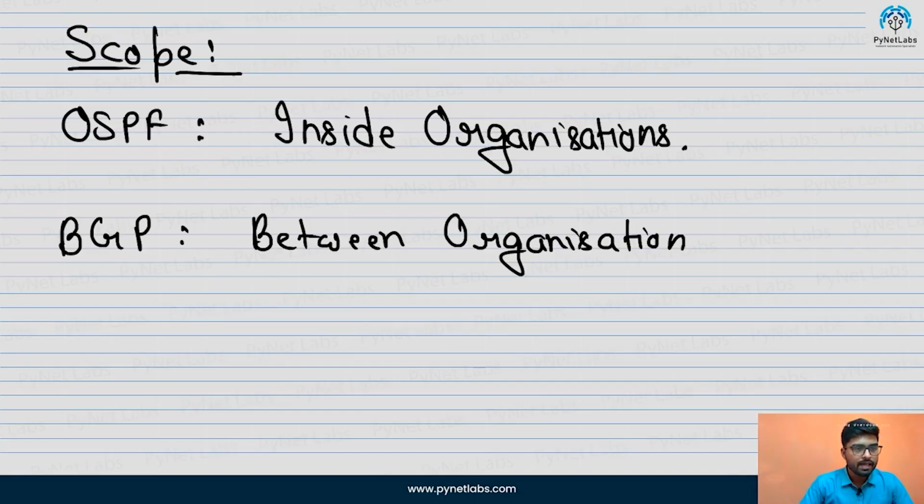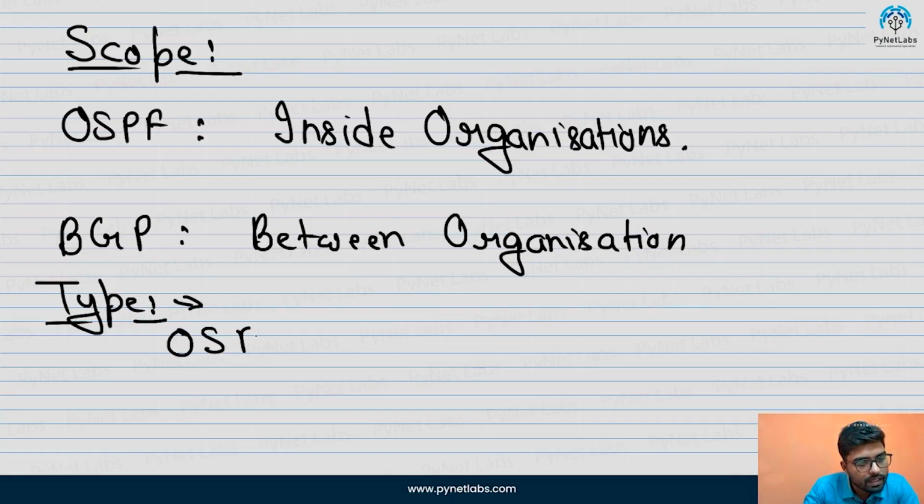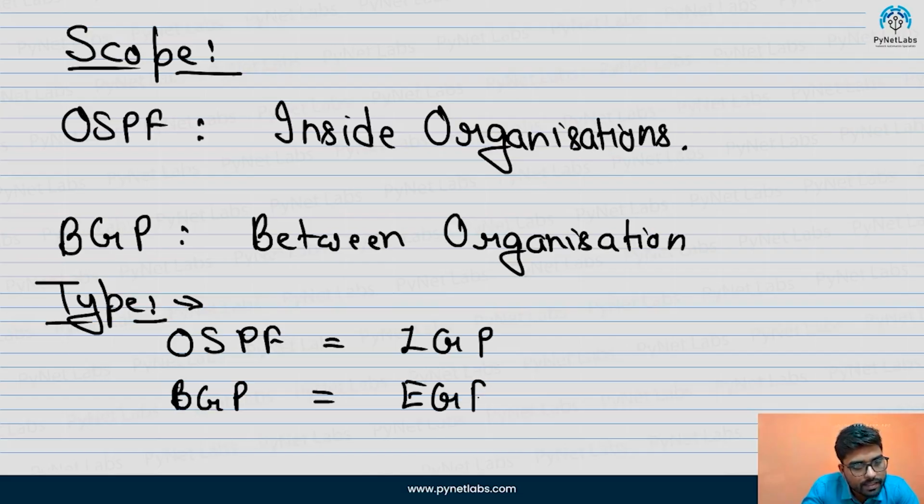In the same way, if I talk about the type of both of these protocols, I already wrote it on the first slide: OSPF is an IGP, meaning interior gateway protocol, while BGP is an EGP, that means exterior gateway protocol. It is used between different autonomous systems, that's why it is considered an EGP.